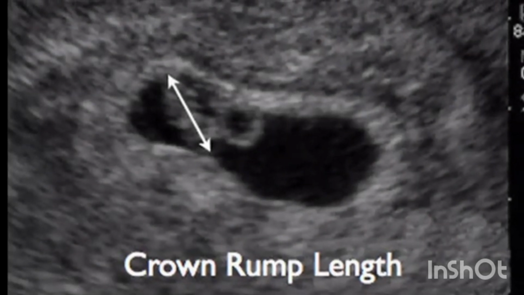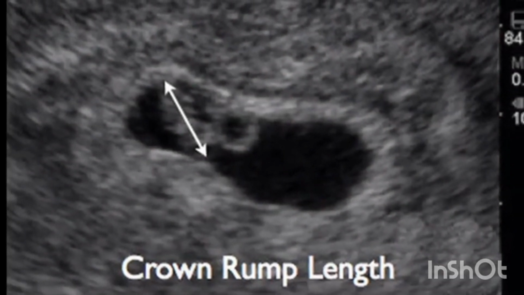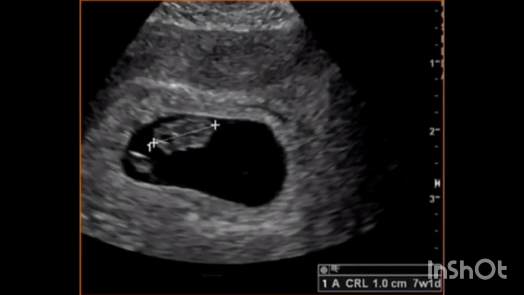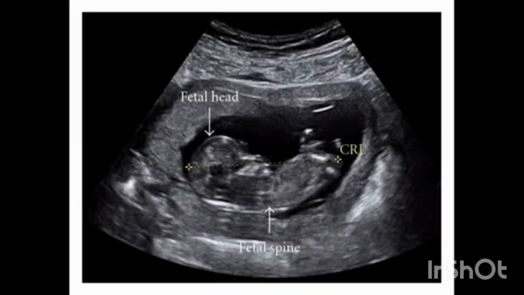Crown rump length is the measurement to determine the length of human embryos and fetuses. The accuracy of the crown rump length in dating the pregnancy depends on good correlation between the measurement and fetal age in a period when growth is rapid and minimally influenced by fetal pathology. The crown rump length is the longest length of the embryo or fetus measurable, excluding the limbs and yolk sac.